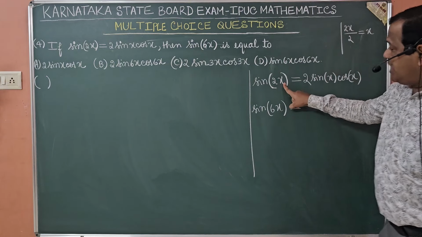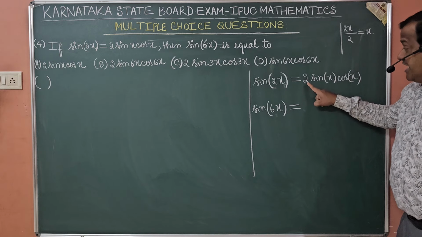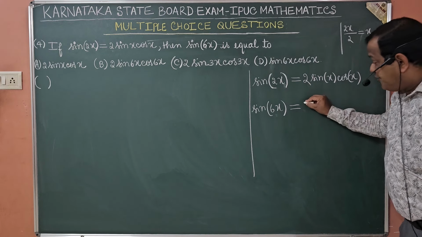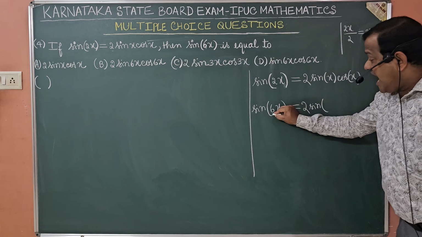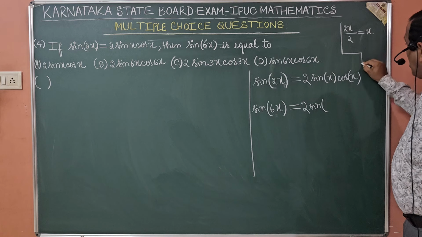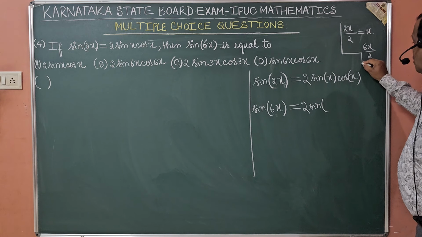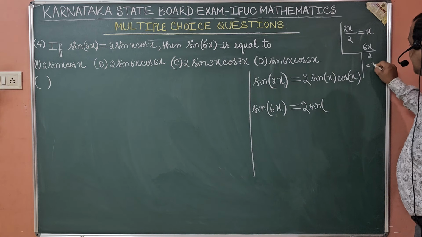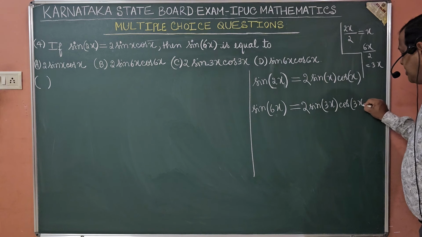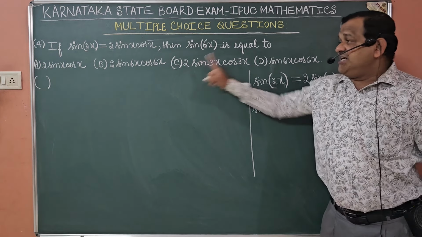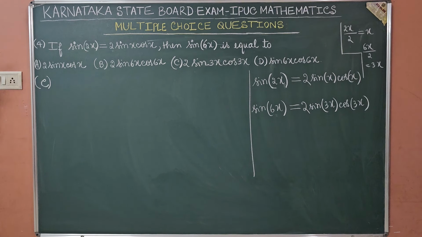Say instead of 2x I have 6x. It doesn't mean that in the front you have to write 6. No, I said in the front always 2. So in the front it is 2 itself, of sine of, look at the measure of angle 6x. We have 6x, and I said always divide by 2. So divide by 2, we get this as 3x. Therefore here it should be sine 3x into cos 3x, which is nothing but option C. Therefore fourth question, option C is correct. Kindly go through the solution.